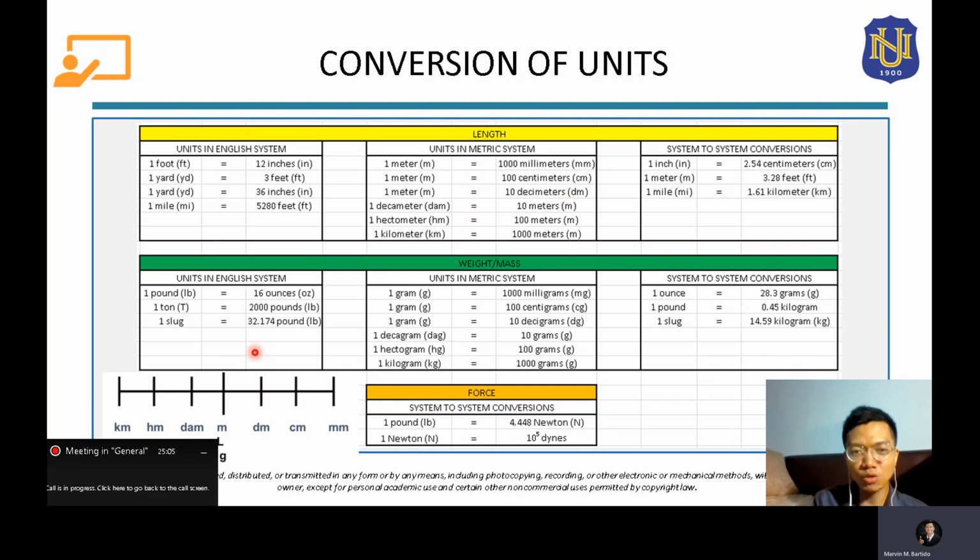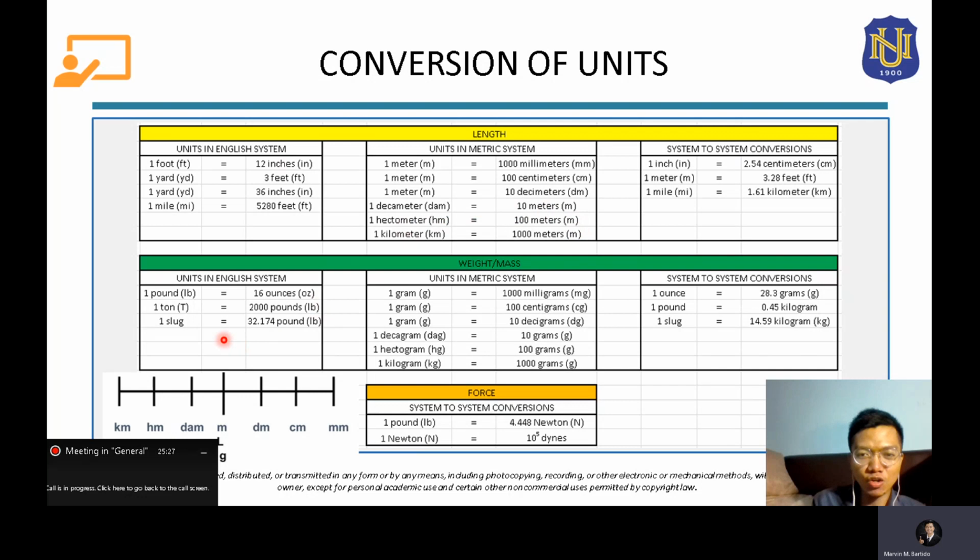Now, if we want to convert, let's say, decameter to meter, so from left to right pa din yan. So that will be 1 decameter, and then 1 movement to the right. So that will be 1 zero. So 1 decameter is 10 meters. Okay, 1 hectometer will be 100 meters. And 1 kilometer is 1,000 meters.